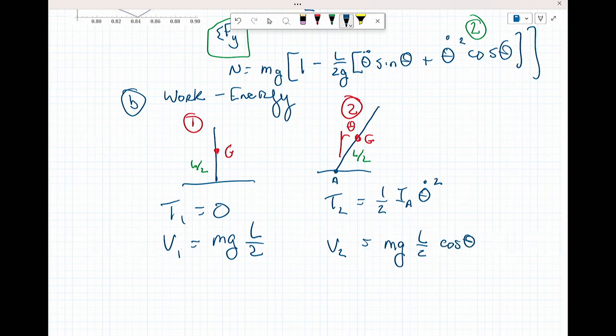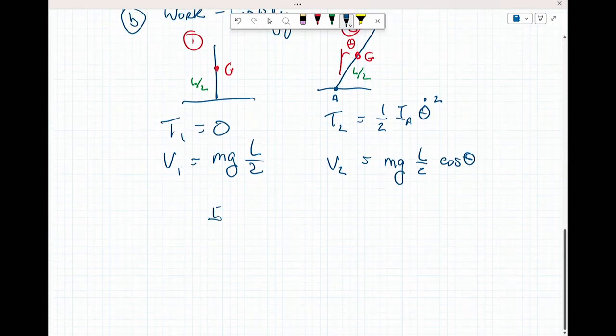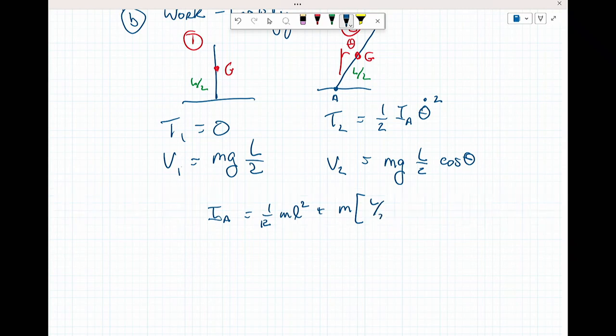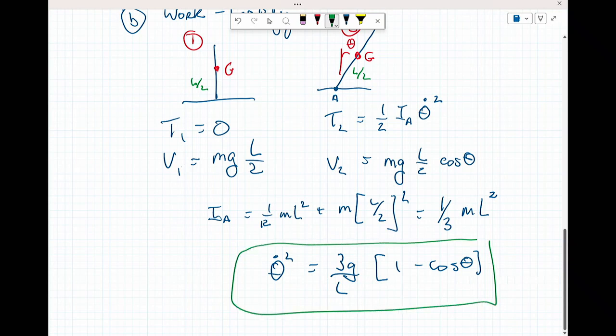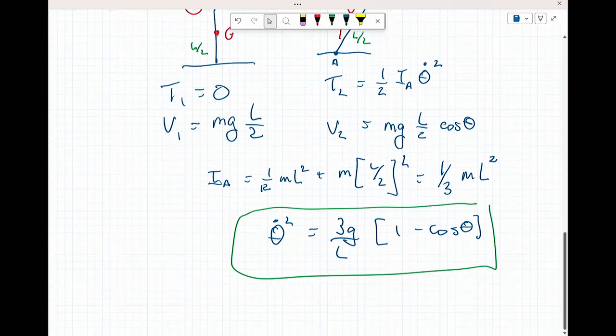Height, V2 equals mg L over 2 cos theta. I'm going to add this in anyways, because I'm not going to recalculate it. But if you put all the terms in, everything's a function of theta, so you can write everything out, and you end up with theta dot squared equals 3g over L, 1 minus cos of theta, which is kind of useful. That sort of gives you part of it.